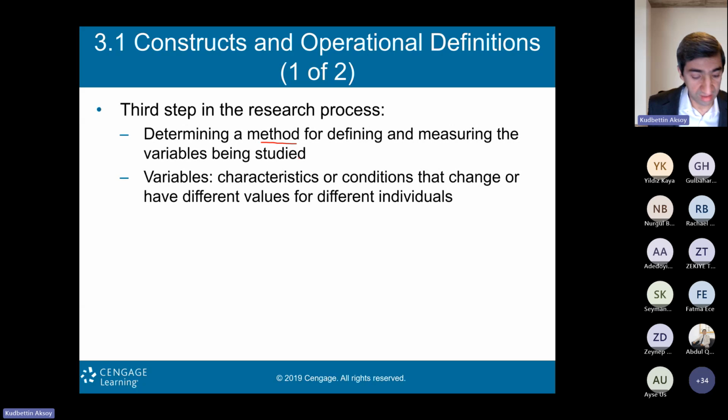If we're interested in the connection between velocity and mass of an object, it's easy, because velocity can be measured easily, and mass, or weight, can be measured easily. So variables are characteristics or conditions that change or have different values. They vary, and they take different values for different individuals.